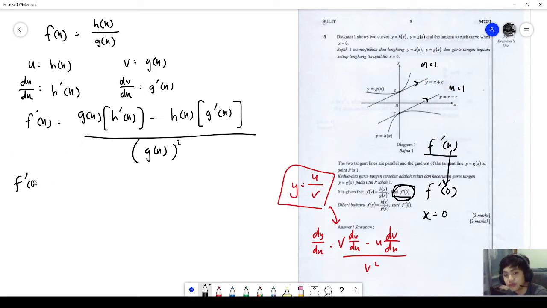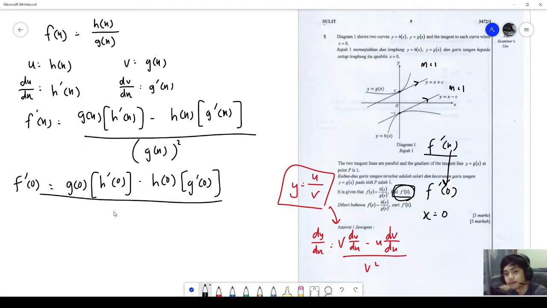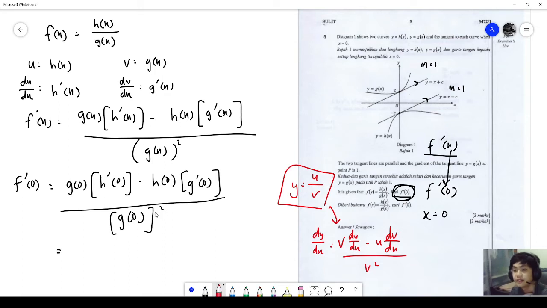So when I put f'(0), I'm just going to insert 0 into every single term here. Just going to replace all the x with 0 at this point. So g'(0) over g(0) squared. Now we look back at the curve. g(0) means x equals 0. So when x equals 0, we are actually referring to the y-intercepts here. The equation y equals g(x) is here. So g(0) is c in this case, because this is the y-intercept. So again, g(0) is the y-intercept.